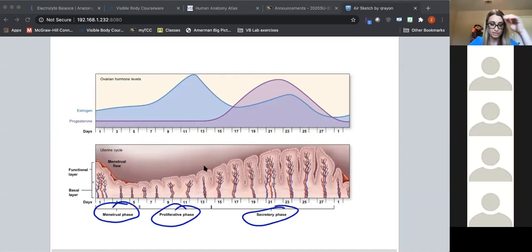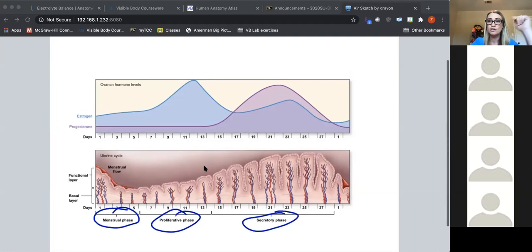They have names as well. We have the menstrual phase, which is when menstruation is happening. Notice that menstruation is at the beginning of the cycle. So the beginning of the bleeding is day 1 of the new cycle. So make sure that you're aware of that. And this is a cycle, so it repeats.